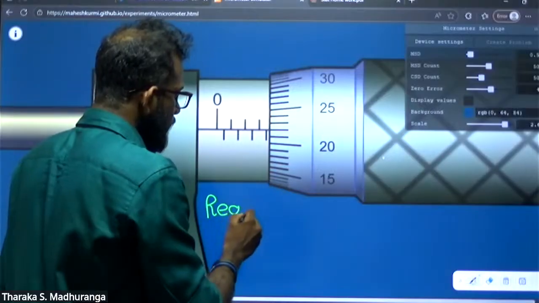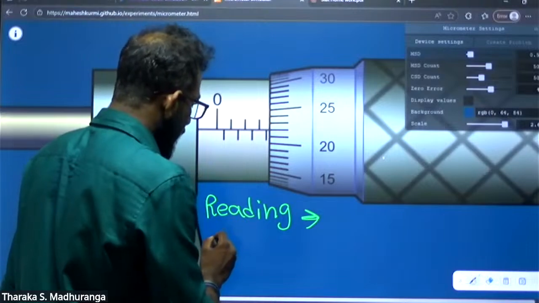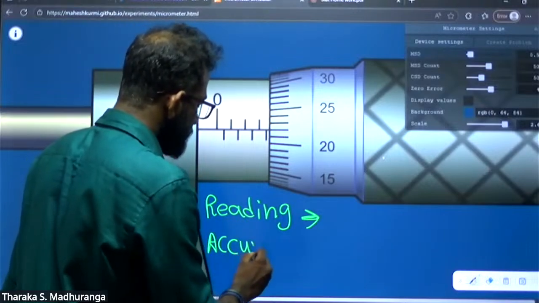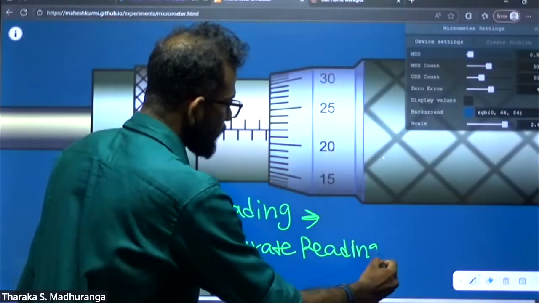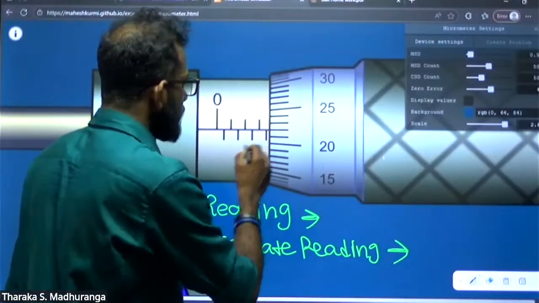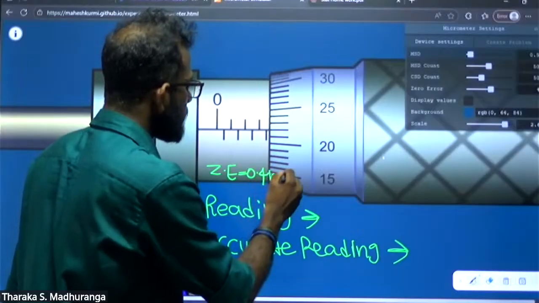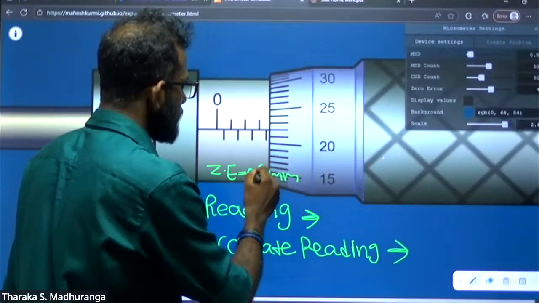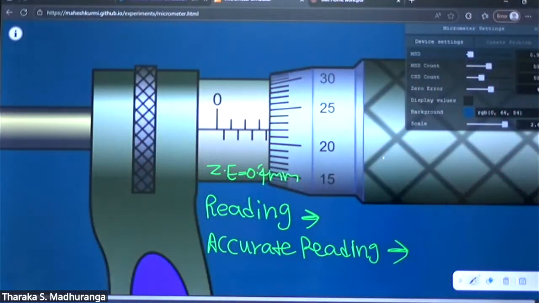First get the reading given in the measurement. Then I need the accurate actual reading. The zero error is positive 0.4 millimeter. Okay, send me quickly. First read the measurement, then correct the measurement. It has positive zero error. Keep in mind.